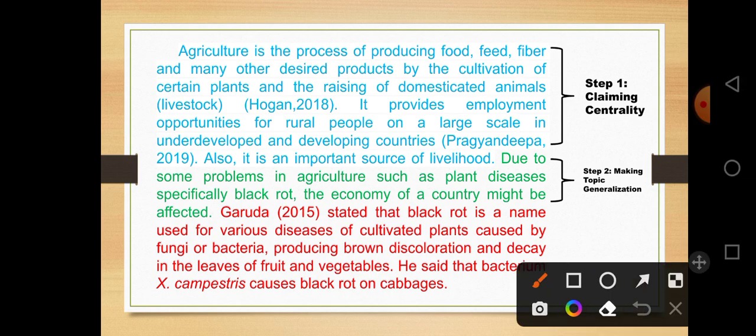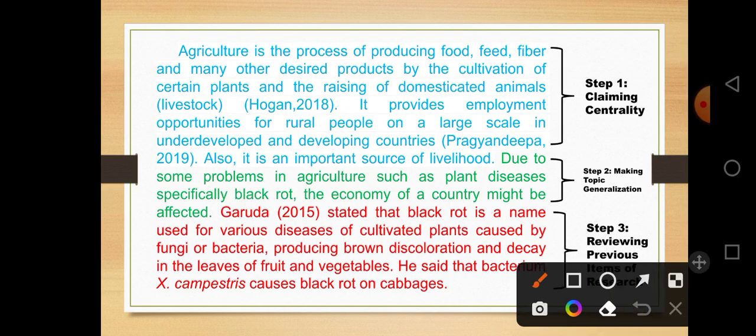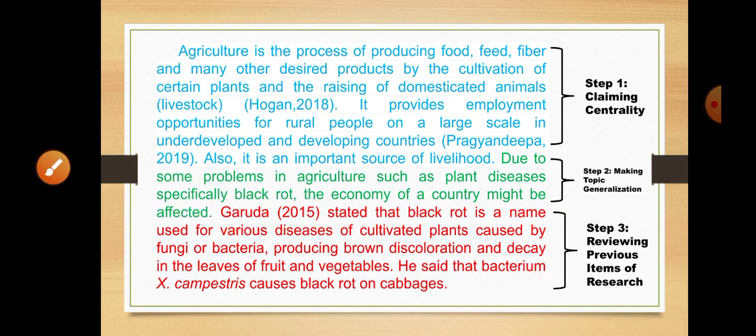So we discuss the problems in agriculture as our main idea. So we introduced the main idea. And the last part is reviewing previous items of research, whereas we stated our sources that will support our claim in step 2. So move 1 will serve as the first paragraph of your research introduction. Okay, so in our next video presentation, we will now be discussing the second move of the CARS model of writing the research introduction.